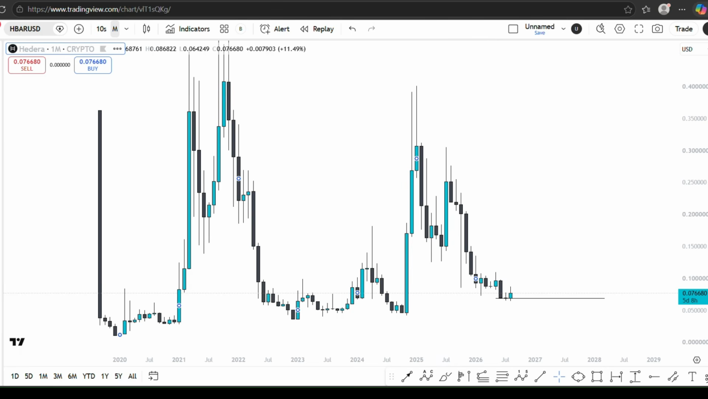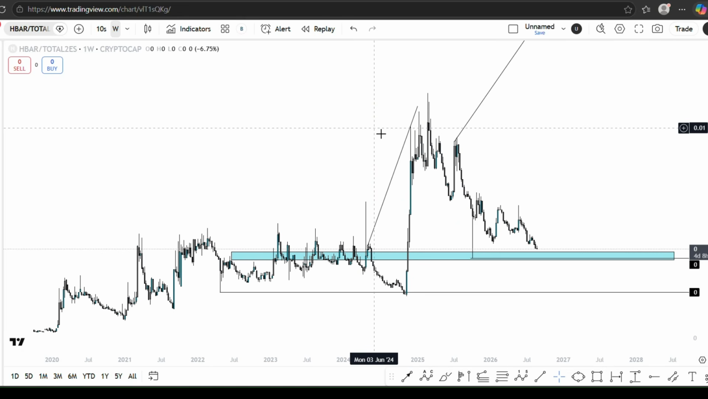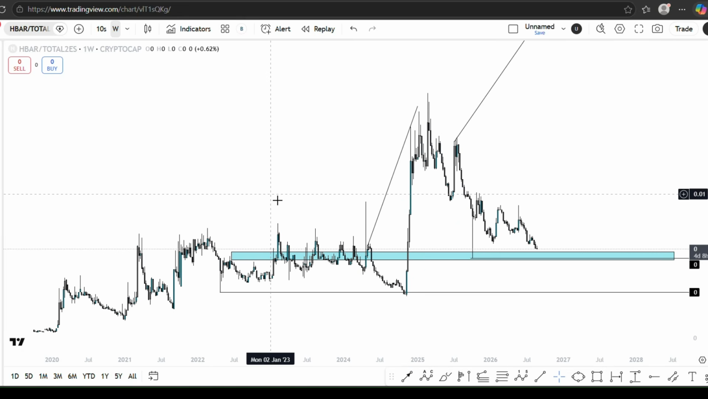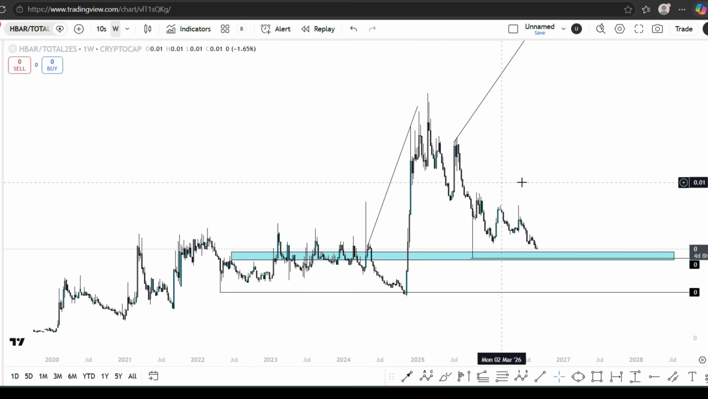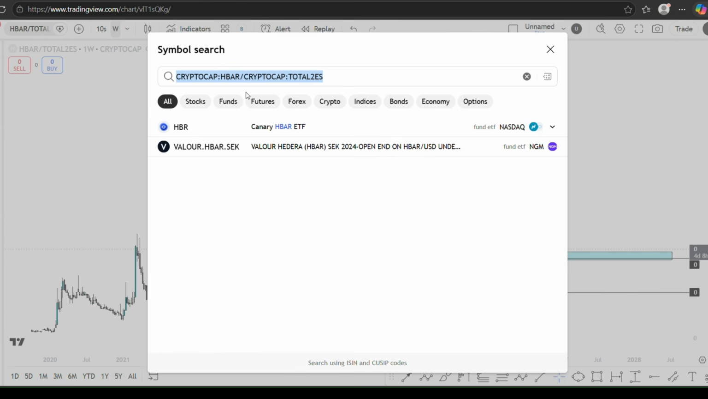So to start out with guys, I want to take you to a chart that I'm pretty sure many of you will not have seen before. Now this is the HBAR market cap chart divided by the total 2 excluding stable coin chart. Now that is a lot to say, but if you want to get this on your own TradingView, just literally type in the crypto cap HBAR and the crypto cap total 2 ES and you will get this.